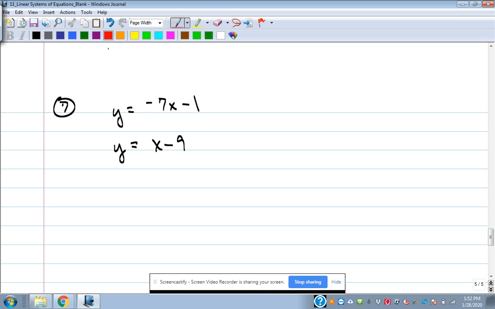Both of these equations have to be in slope-intercept form, but I'm not going to graph them. I'm going to solve it by substitution. They're both equal to y, so it doesn't really matter which one I substitute into or with here because they're both solved for the same letter. So what I'm going to do is take this second equation, take the x minus 9, and substitute x minus 9 in the place of y in that first equation. So it sets up the problem x minus 9 equals negative 7x minus 1.